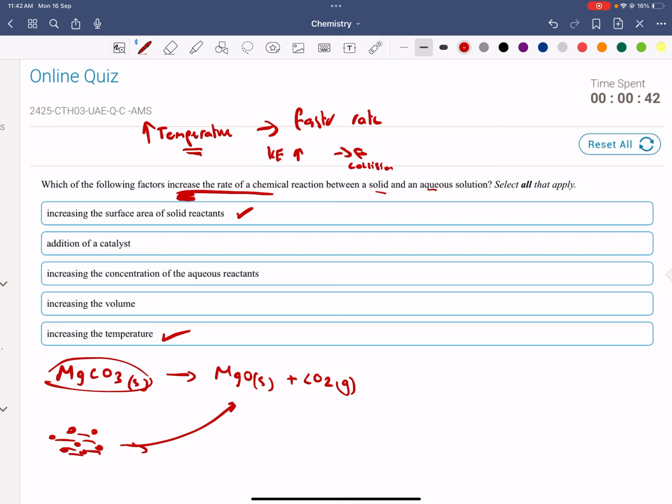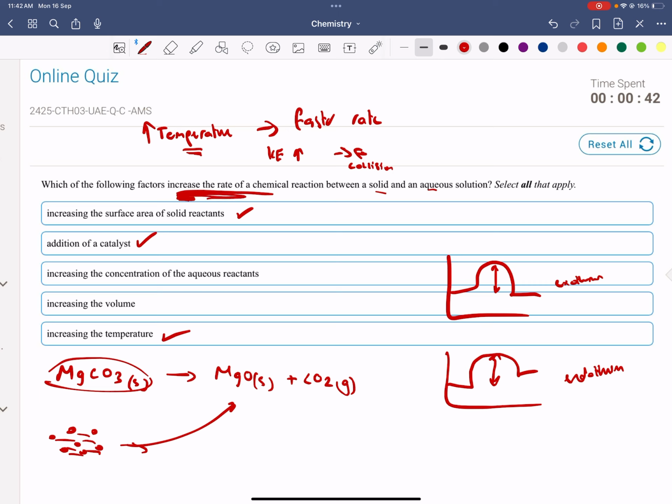Addition of a catalyst, of course. Remember, what do catalysts do? Catalysts lower the activation energy. If you guys remember this graph, we have two types, exothermic or endothermic. This is exothermic because we released energy, while this is endothermic because we absorb energy, remember? And we said that this is the energy of activation. So what does a catalyst do? A catalyst increases the rate of chemical reaction by decreasing this activation energy, so it needs less energy to go to the product side, and therefore increases the rate of chemical reaction.